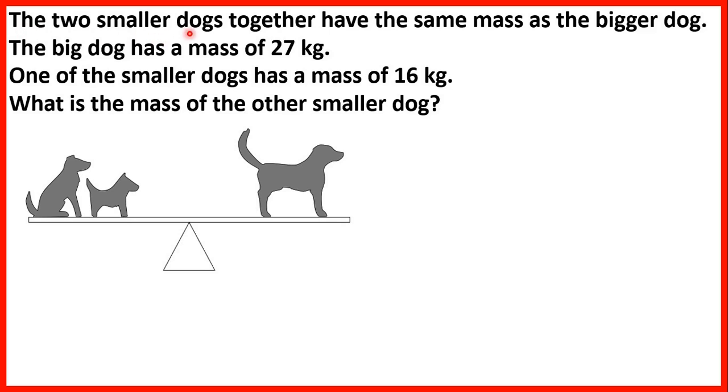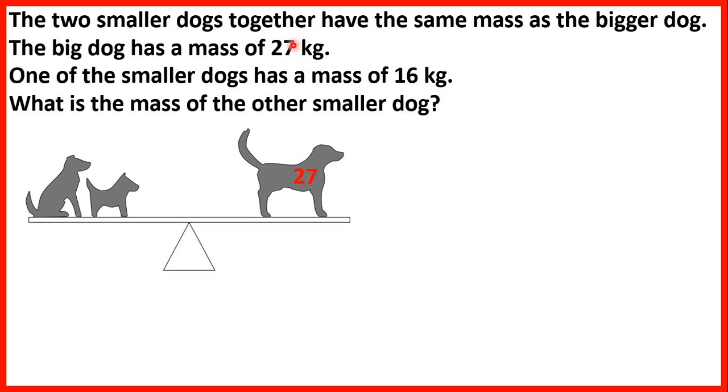The 2 smaller dogs together have the same mass as the bigger dog. The big dog has a mass of 27 kilograms. One of the smaller dogs has a mass of 16 kilograms. What is the mass of the other smaller dog?